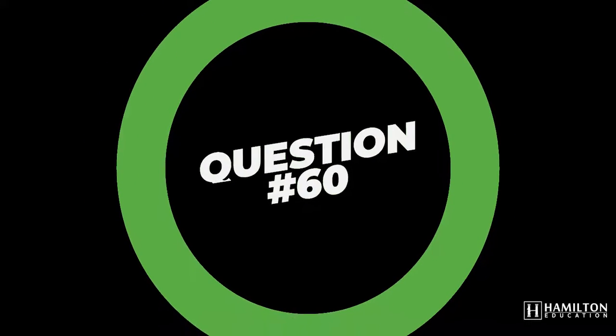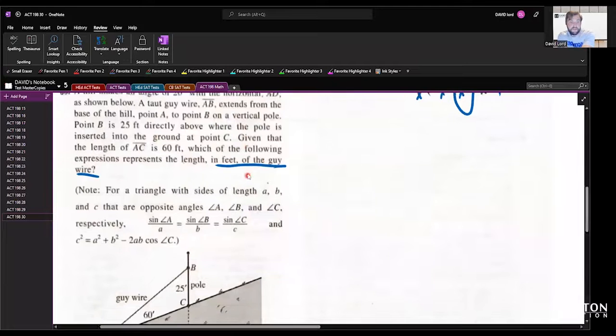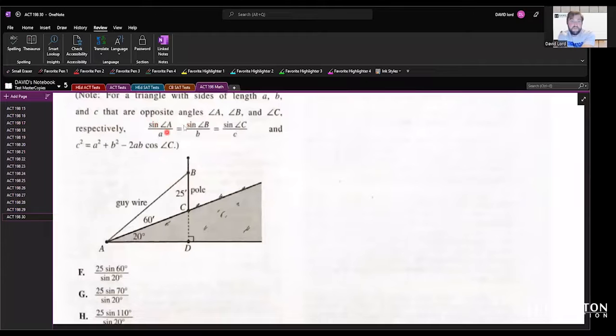Question number 60. At this point, you finally made it to the last question of the ACT test, and you might have been burned out by the previous ones. Look at this question. It's very wordy, but it's actually pretty easy. Let's go through it. What we're looking for is the length of the guy wire in feet, and everything else is explained in the diagram below. And they're giving us some hints telling us to use either law of sines or law of cosines, which you are encouraged to remember because they don't always give the formula.